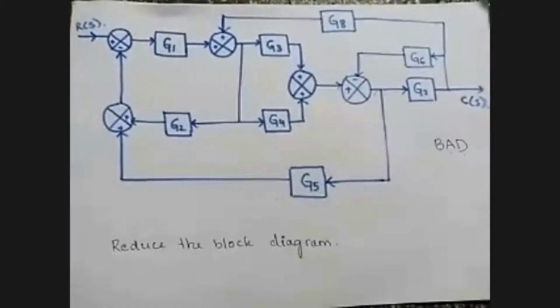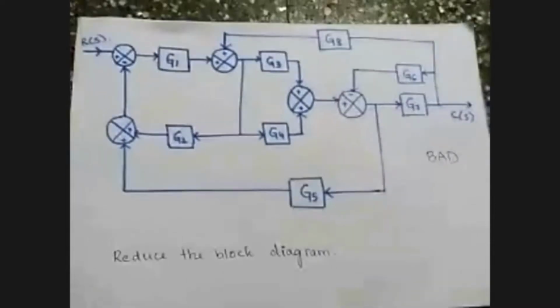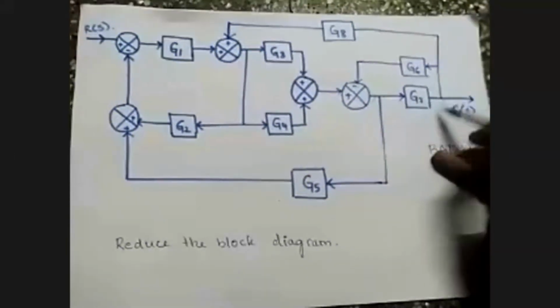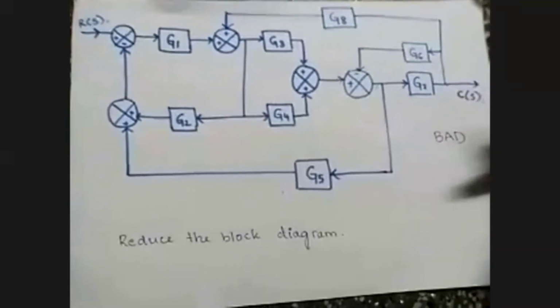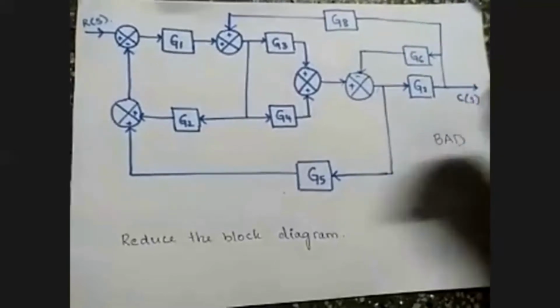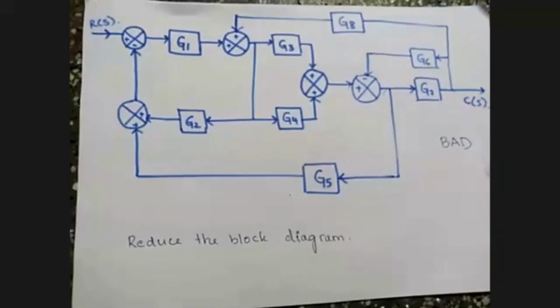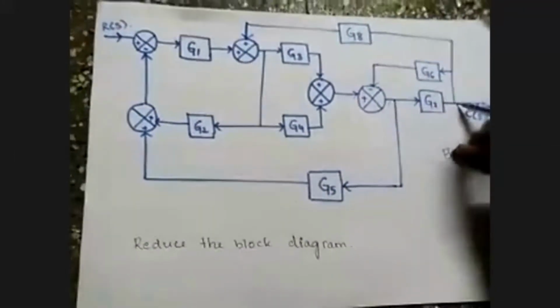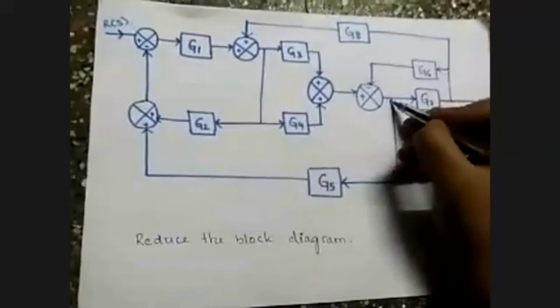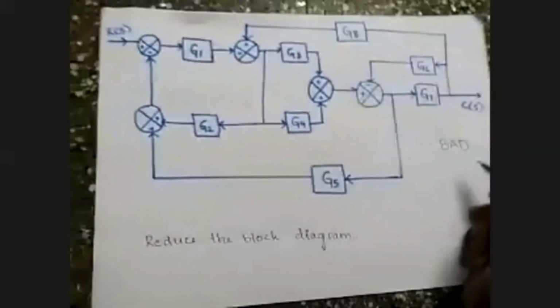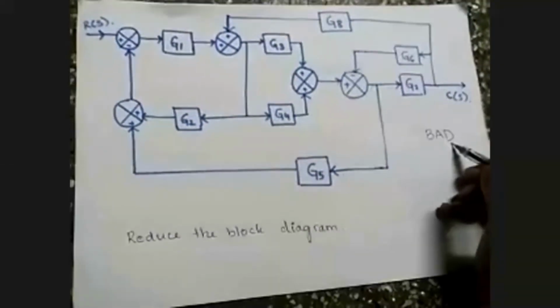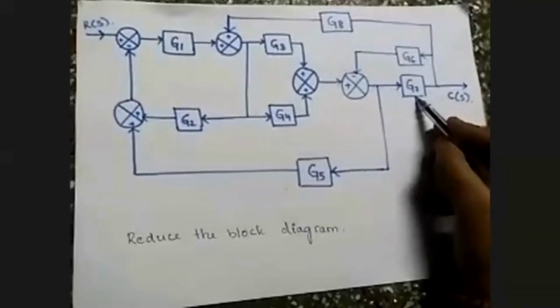Now, how to proceed? First thing, I am moving this branch ahead of this block. It depends upon you whether you want to opt for this method or not. Fine. But I want to move this branch ahead of this block. So I'm moving the branch ahead. So what do I have to do? If you move the branch ahead, you have to divide with the gain.